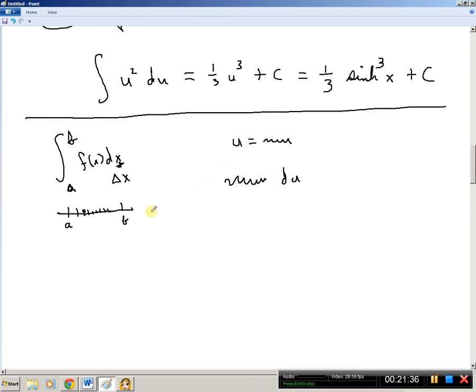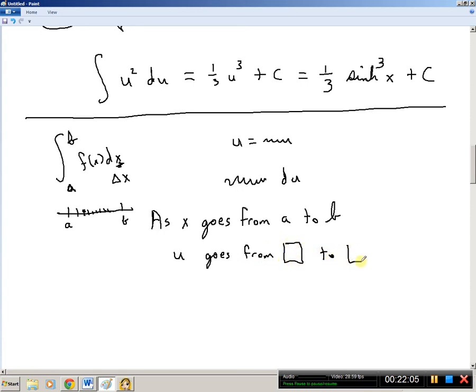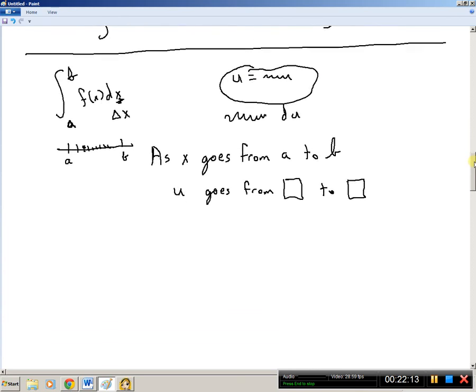Well, first, before I give the example, let's say what you have to do. All you have to do is write the following: as x goes from, write all these words, as x goes from whatever to whatever, well, in this case a to b, u goes from, and now you have to figure out what to put in the box here and what to put in the box here. And that will depend on how you set up u in the first place. Okay, and really it's very easy to figure that out.